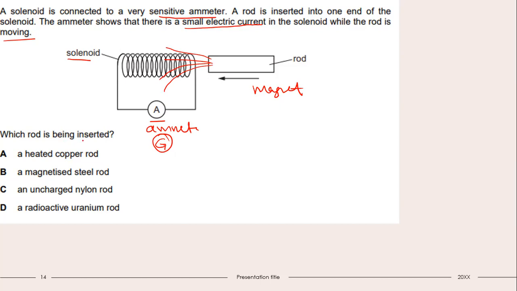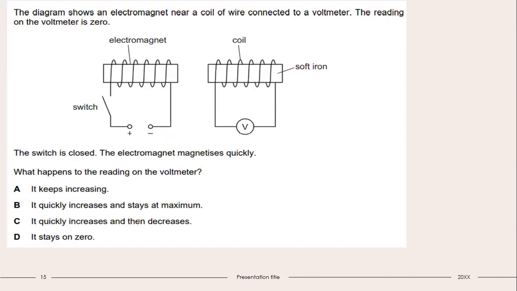So which rod is being inserted? A heated copper rod? No. A magnetized steel rod? Yeah, it means it is actually a magnet. So yeah, this is the option. An uncharged nylon rod? No. A radioactive uranium rod? No. So whenever you move a magnet towards or away from the coil, it produces a changing magnetic field, and hence voltage or current is produced. Okay, let's look at the second one.